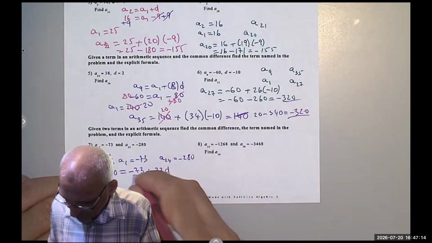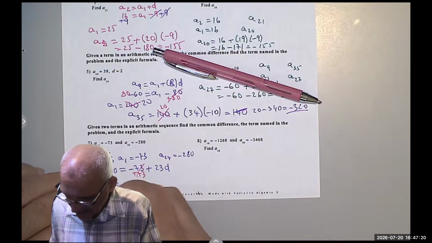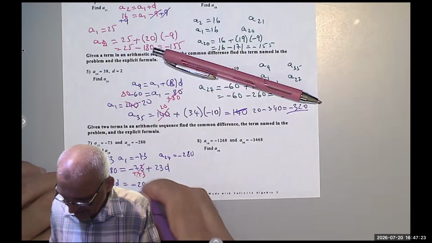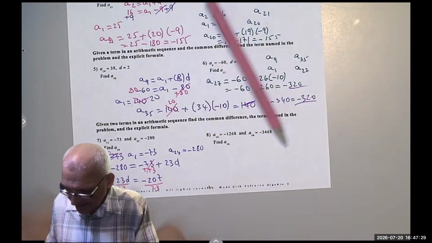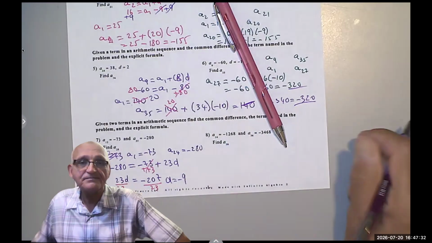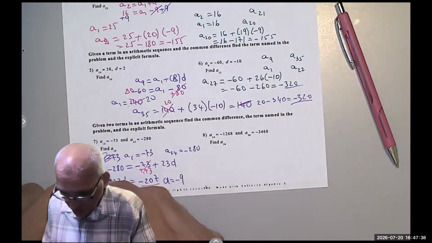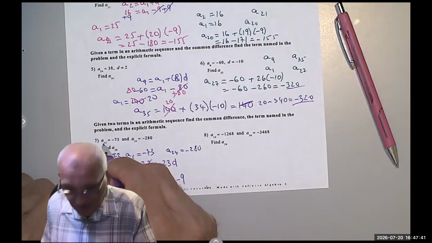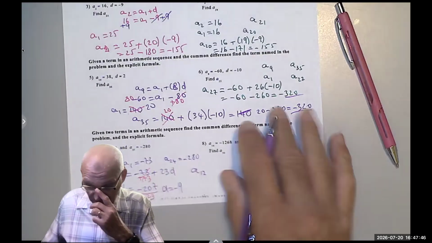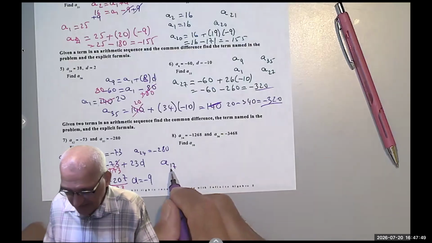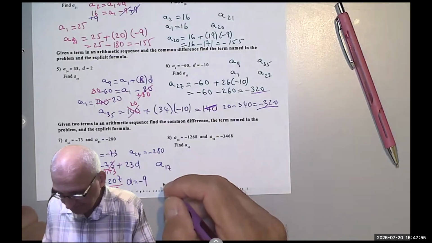I'm going to add 73 to both sides, and I get 23d equals negative 207. Then I'm going to divide both sides by 23, and I get d equals negative 9. And now I have a sub 1. We assumed a sub 1 is negative 73, but we subtracted 11. So I'm going to subtract 11 and say, what is a sub 17? Because a sub 17 now would be a sub 28 in the original sequence.